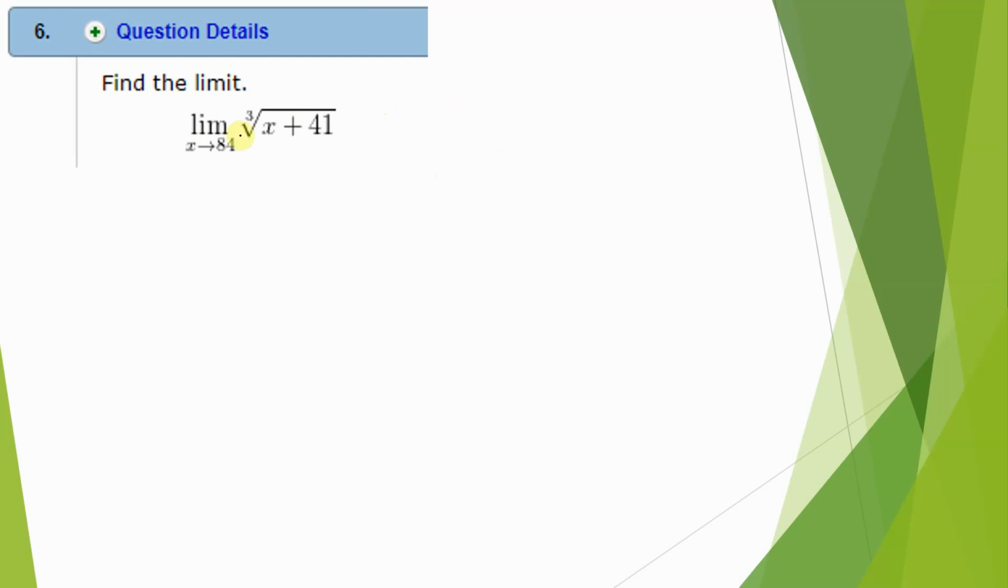Finding the limit here, we've got the cube root of x plus 41. We just plug that in. We get the cube root of 84 plus 41. That is 125. The cube root of 125 is just 5.